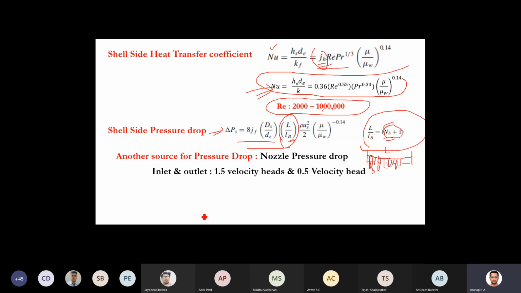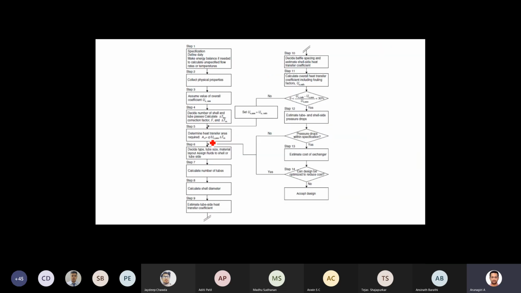Another source of pressure drop is the nozzle pressure drop. For the inlet nozzle you can fix 1.5 times the velocity head, and for the outlet nozzle 0.5 times the velocity head. This is the way that you can do the design of a shell and tube exchanger. So this is the simple algorithm for a shell and tube exchanger.